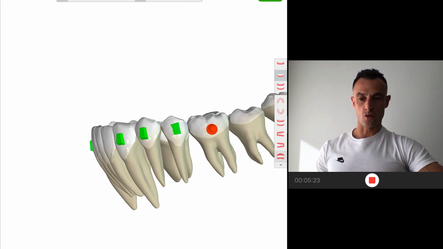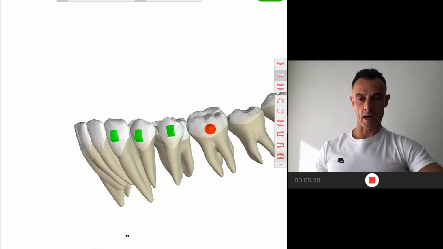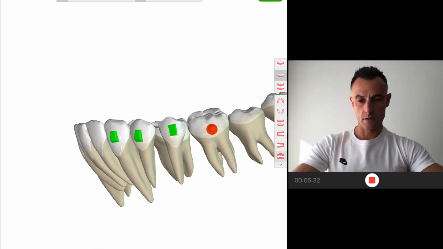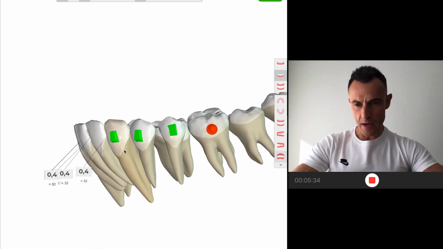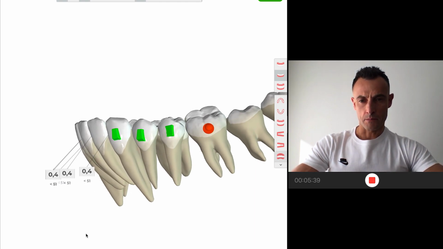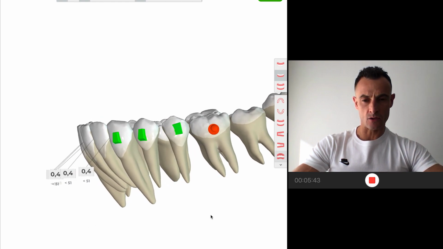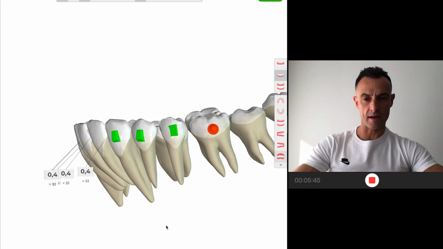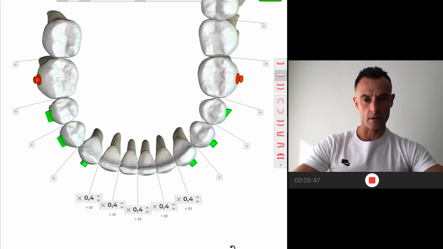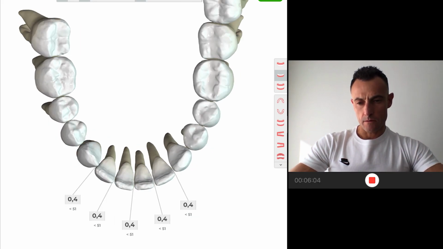The way to reduce the curve of Spee is the way I do it: procline and intrude, procline and intrude. Then I will do the IPR before aligner 51, and then retrude and intrude. Procline and intrude, retrude and intrude. And look at the lingual root torque that we are doing.